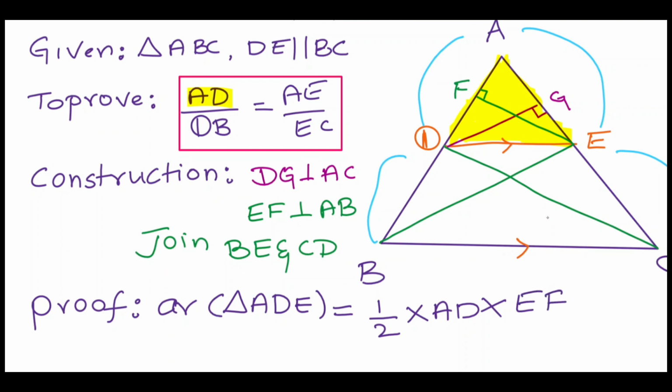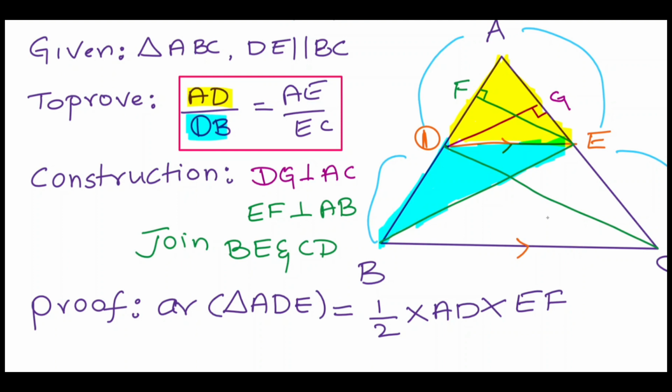Similarly, see the denominator here. What is there? DB. Now I want DB as a base. If DB is the base, which triangle do we have here? Triangle BDE. Correct? Just observe carefully. It is very easy, but if you miss any point, it can be a little confusing. So BD is the base.